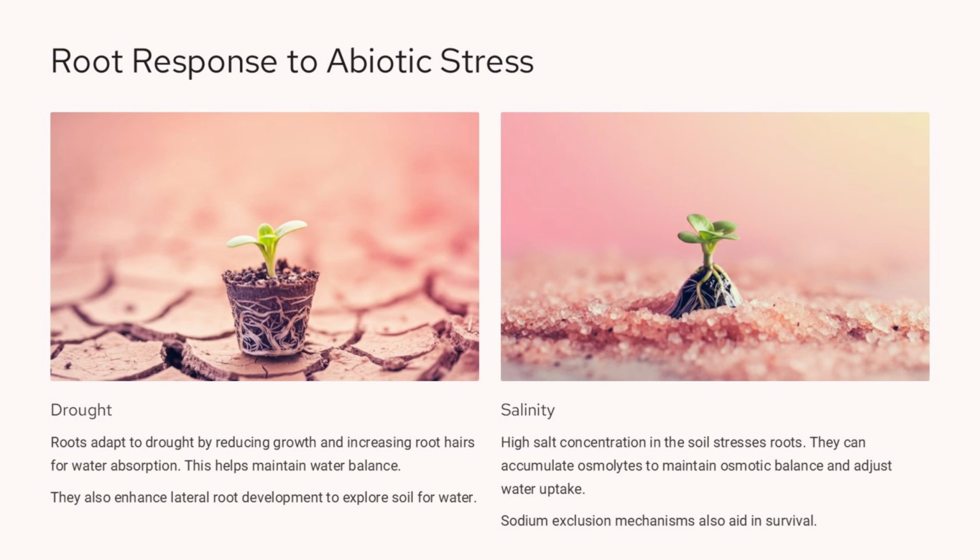High soil salinity creates osmotic stress for roots. To cope, roots accumulate osmolytes to maintain osmotic balance and adjust water uptake. Roots also have mechanisms to exclude sodium, which helps them survive in saline environments. Understanding these root adaptations is key to developing stress-tolerant crops.